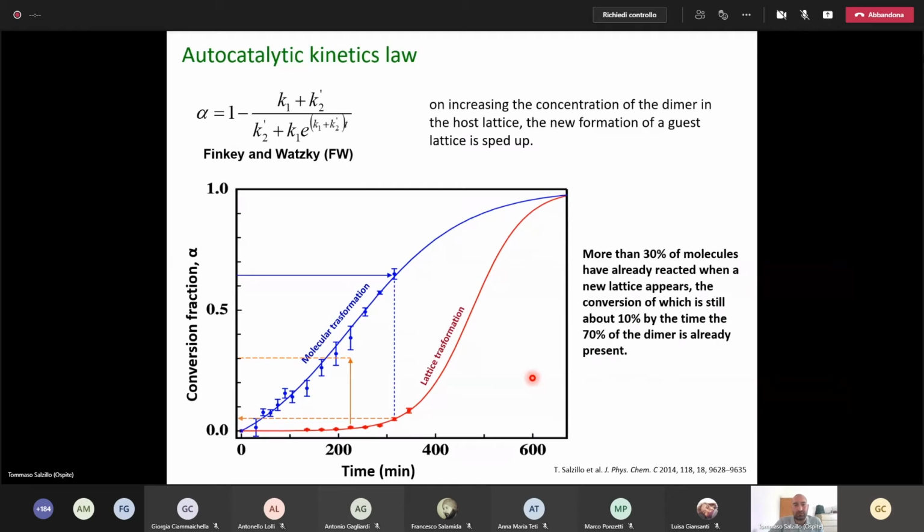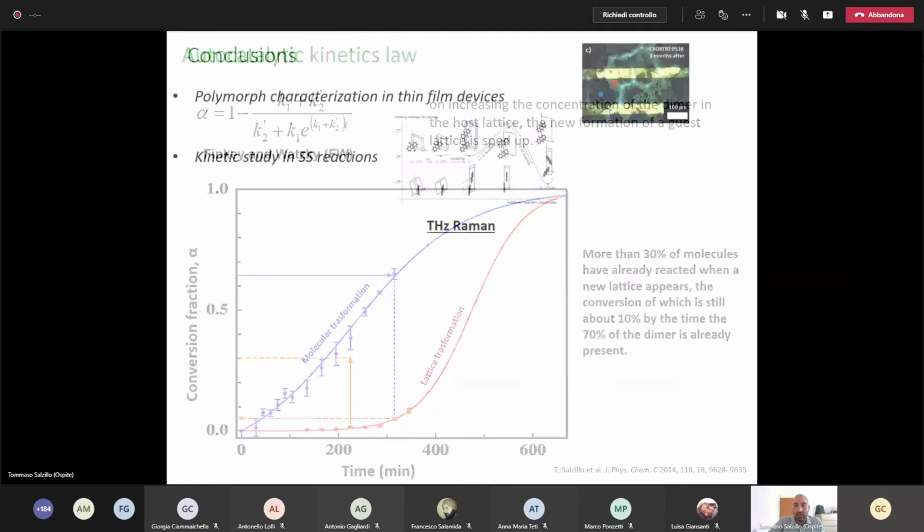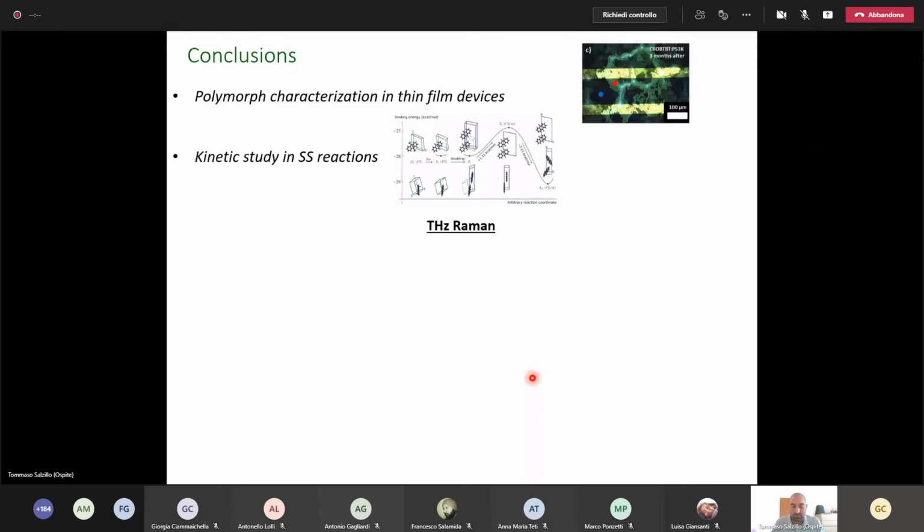And well, just to conclude what I was saying today, we used Raman spectroscopy to study two specific cases: the characterization of polymorphs in thin film devices in situ, and the study of the solid-state reaction. Of course, these were just a couple of examples. There are some other very useful applications that can be done.